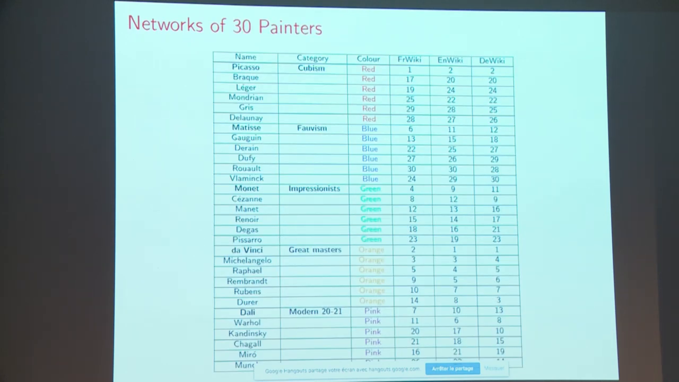So I will show you as well another type of network, of painters, since I've introduced painters before. What we have done here, we have selected 30 painters to create a reduced network. For these 30 painters, we have selected six from each of the different painting movements. So we've looked at Cubism, Fauvism, Impressionism, Great Masters, and Modern painting. We have associated a color code, and we have picked these 30 painters with a top score ranking. And we have identified for each category the most important page rank painter, which is Picasso for Cubism, Matisse for Fauvism, Monet for Impressionists, Da Vinci for Great Masters, and Dali for Modern.